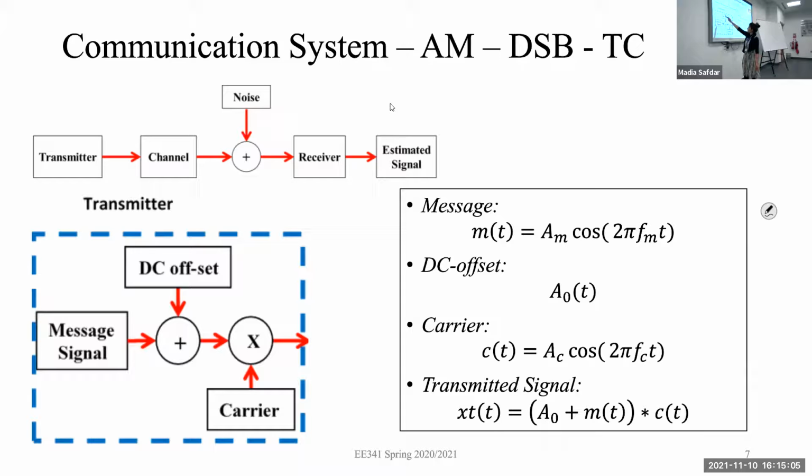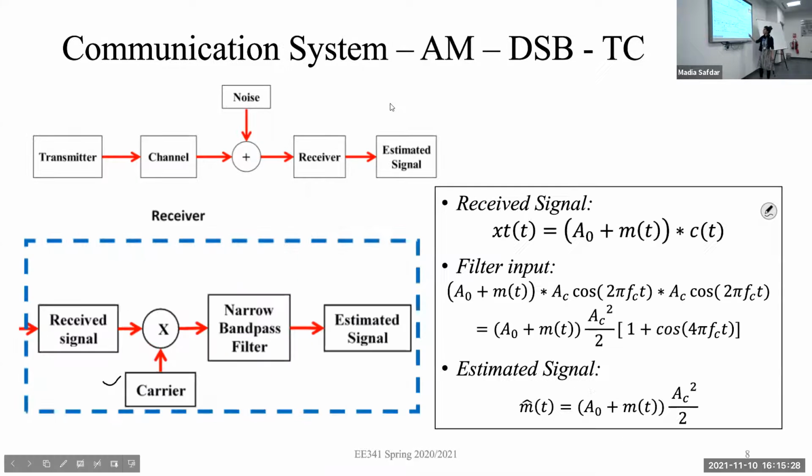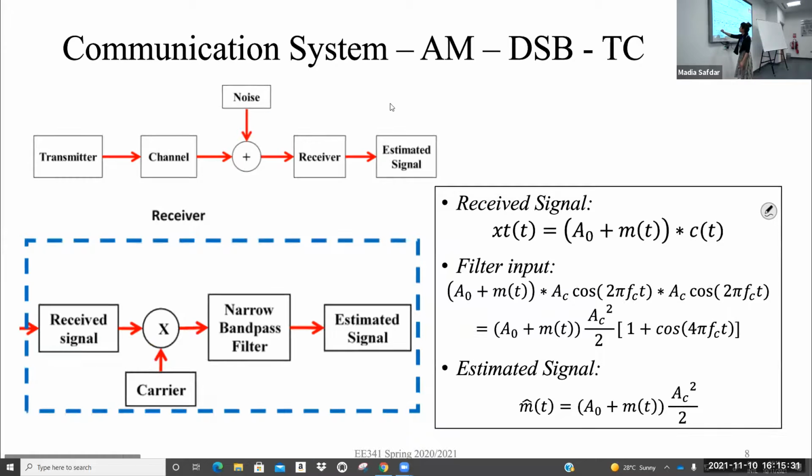So first, this step is the transmitter. This is my message. First of all, this one is here. Then the DC offset, this one here. Same, we will write the code as it is. Then the carrier, and then multiply in this step here. Okay, you see. Then at the receiving side, my received signal is A0 plus M of t into C of t. This was my transmitted signal.